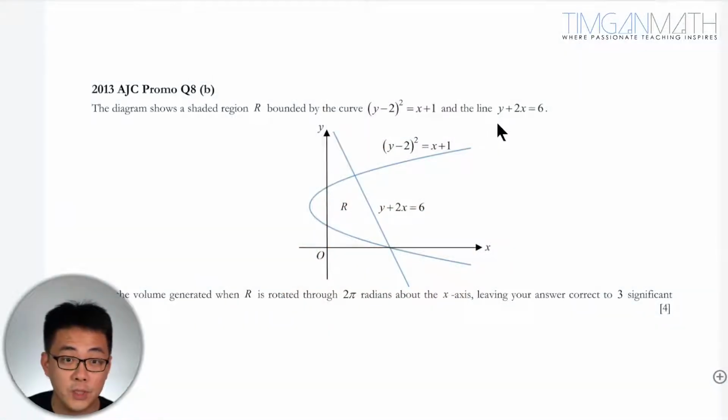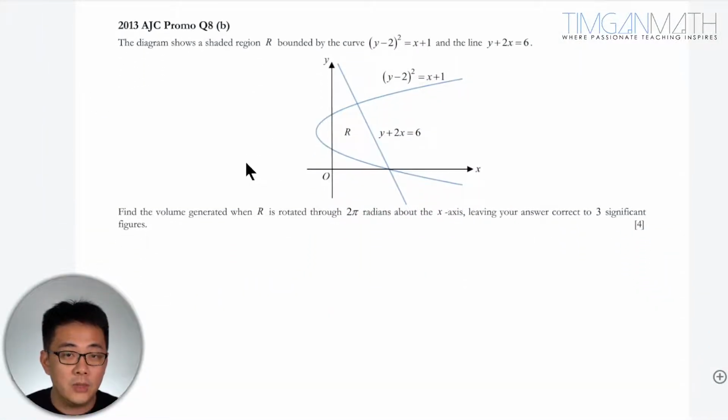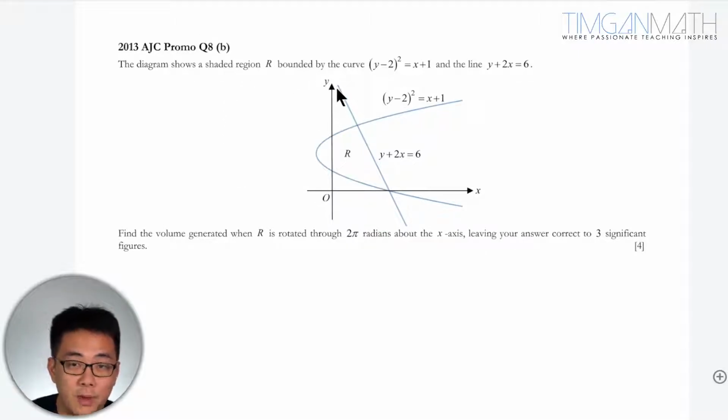Hi students, let's look at this question here, which is on application of integration. This was taken from the year 2013 AJC Promo, question 8 part B. The diagram shows shaded region R bounded by the curve (y − 2)² = x + 1 and the line y + 2x = 6. You're given that R is a region bounded by these two curves here. Find the volume generated when R is rotated through 2π about the x-axis, leaving your answer in 3 SF.